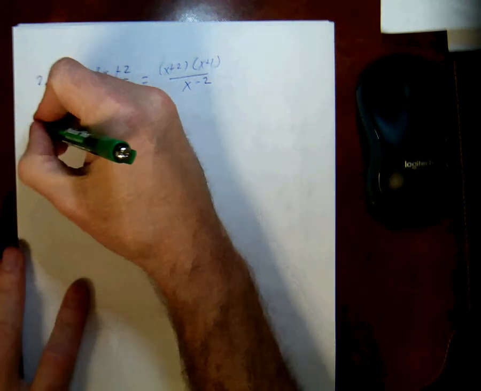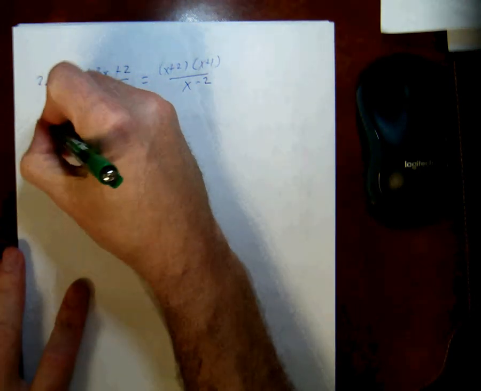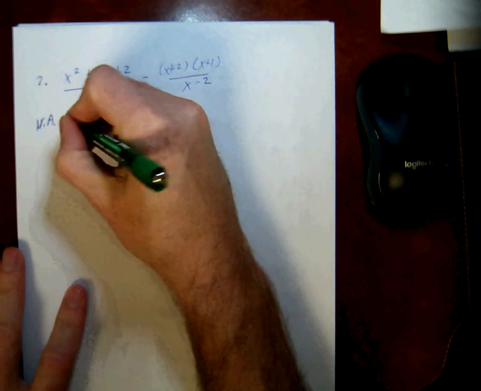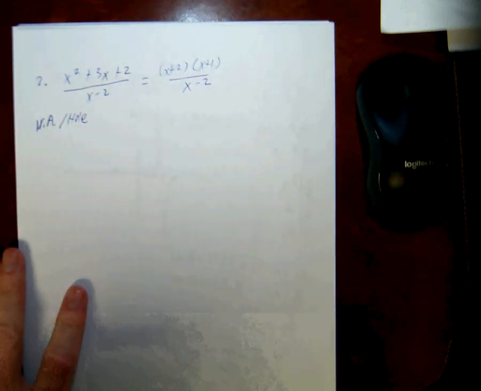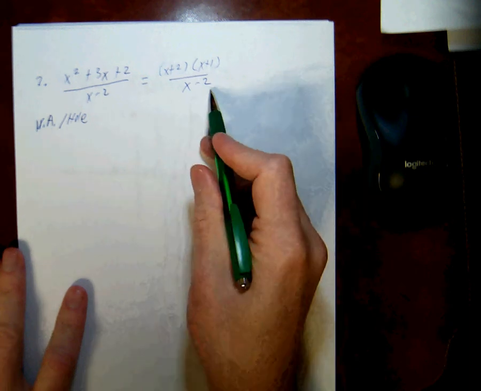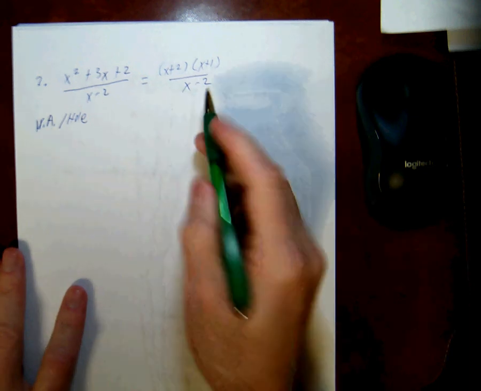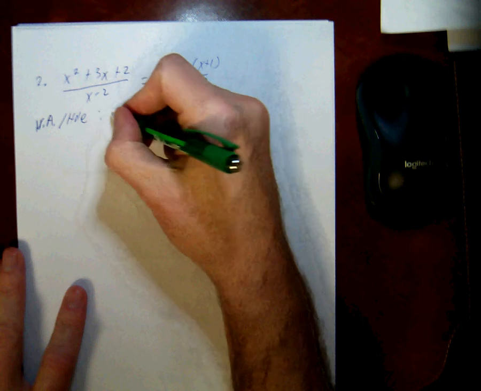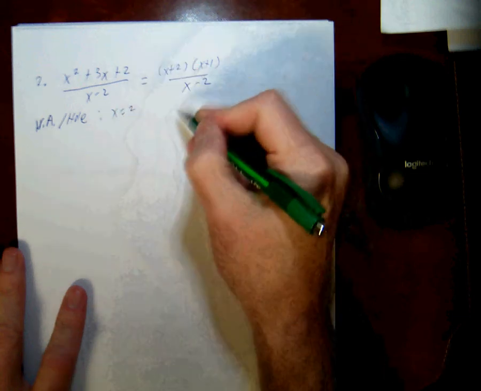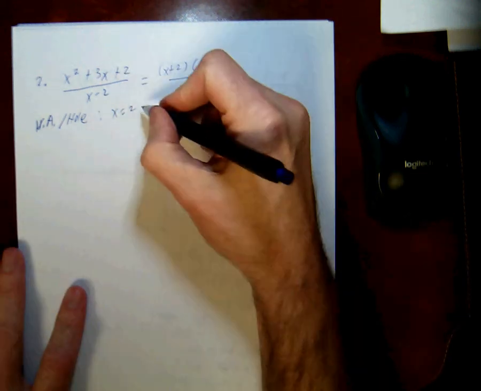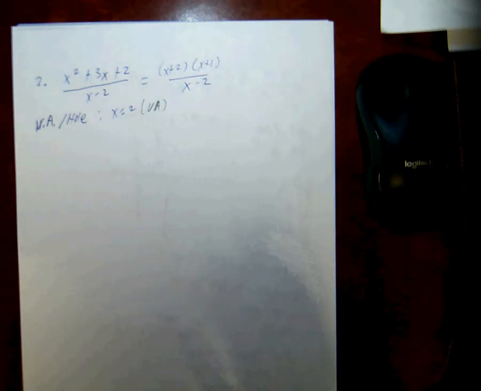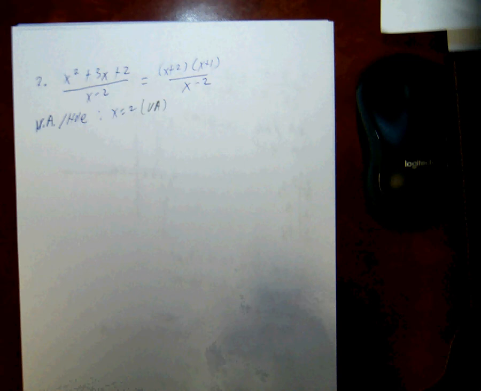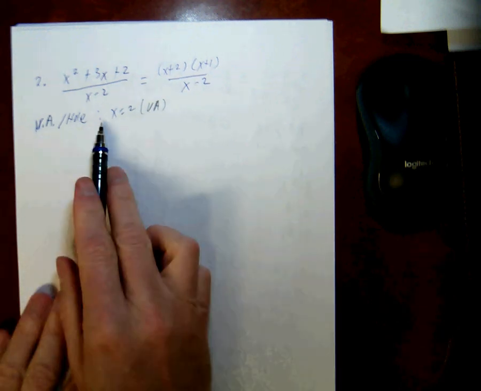So now we want to talk about your vertical asymptotes or holes, right? And how we determine your vertical asymptote or holes is what makes the bottom 0. In this case, what makes the bottom 0 is x equals 2. Since nothing canceled, this is going to be a vertical asymptote. And since nothing cancels, we have no holes. So I got my vertical asymptote.